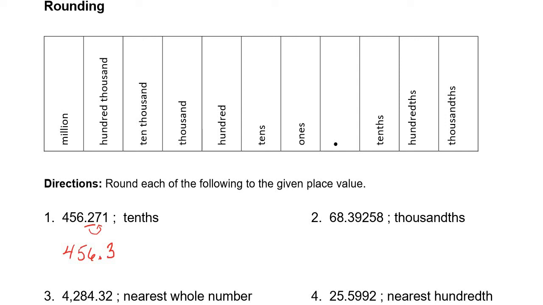Problem number 2, we're asked to round to the nearest thousandths place. That's the third decimal place, which is a 2. I'm going to look at the number to the right of the 2, and I see that I have a 5. That 5 is going to tell the 2 to go up to a 3. And there I have my answer.